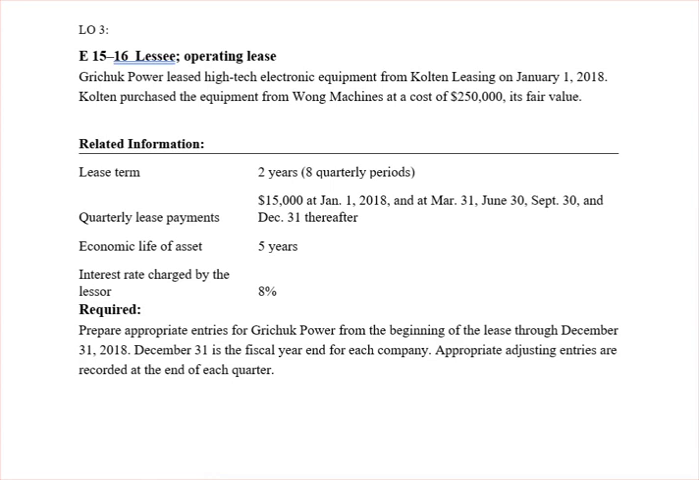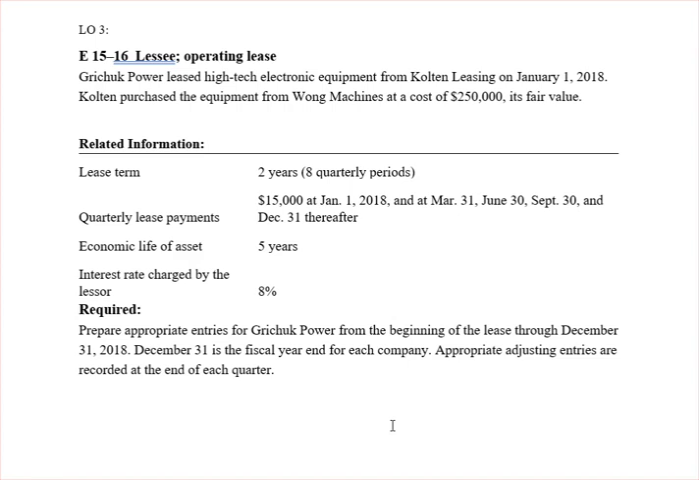A lessee who has an operating lease is going to make payments of $15,000. Do the journal entries. This is an excellent problem to work on, because what you need to do here is figure out what the present value of it is.